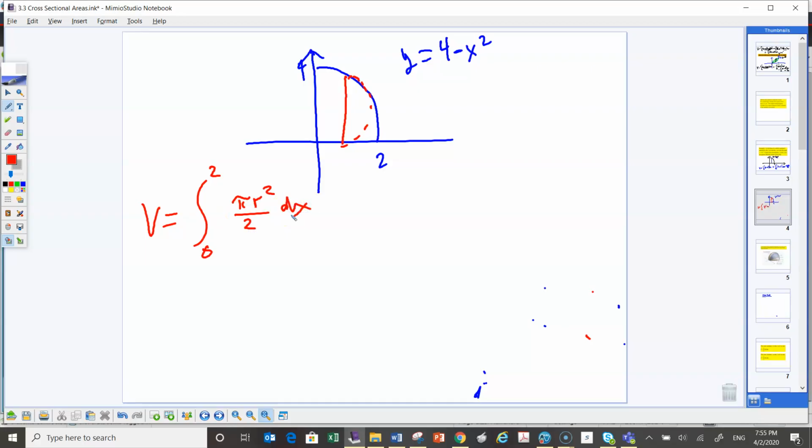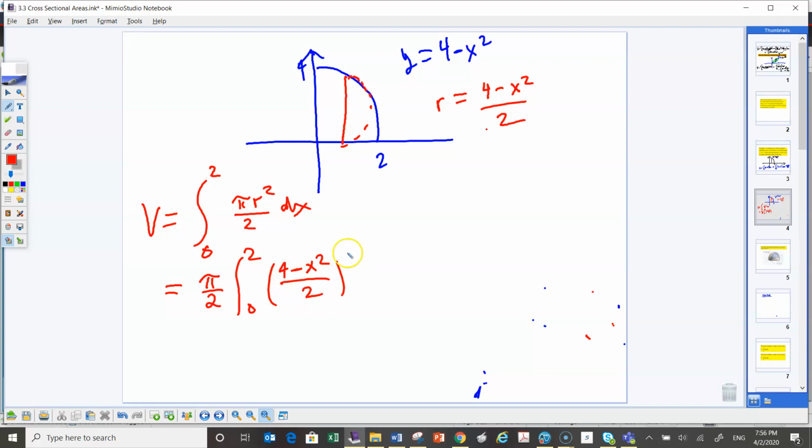Now, you have to be careful with this because the total length of this slice is the diameter. So the radius of this semicircle is going to be this length, which is defined by the function 4 minus x squared, and that's all divided by 2. So that's going to be my radius. So to make my life easier, I'm going to bring the pi over 2 out front because it's a constant. And now it's just the radius, which is 4 minus x squared over 2, all squared, dx.